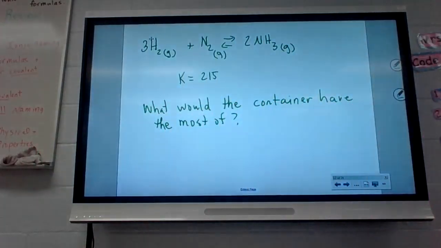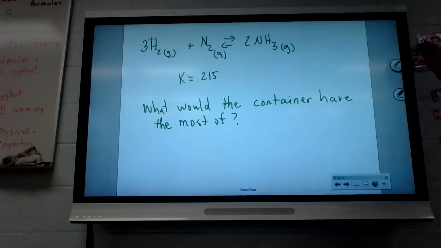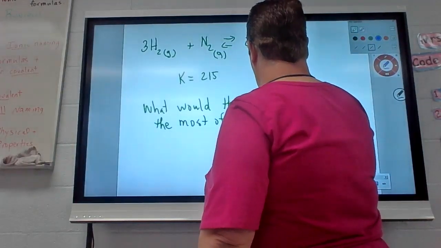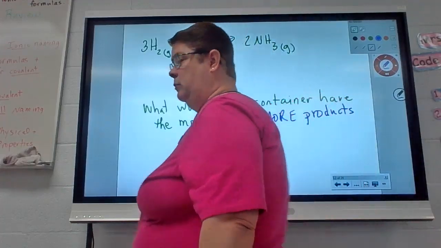All right. So if we had that reaction, what would our container have the most of? Our equilibrium constant is 215. What would we know about our container? All right, we have more products, so what would our container have? Energy. All right, Rosanna said there are more products. So if we know there are more products, tell me what we have more of.